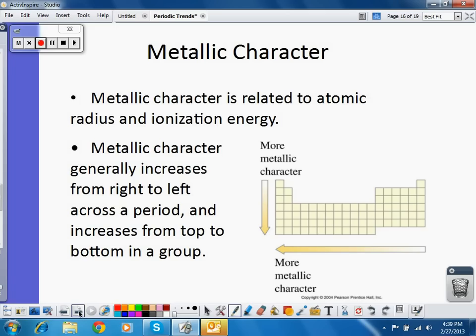Metallic character talks about exactly what it says. How metallic does this element act? So as we look at the periodic table, the most metallic elements are down here. They're the ones that form positive ions the easiest. They're the ones that are hardest to turn into negative ions. So the closer to the bottom left of the periodic table we get, the more metallic an element acts.